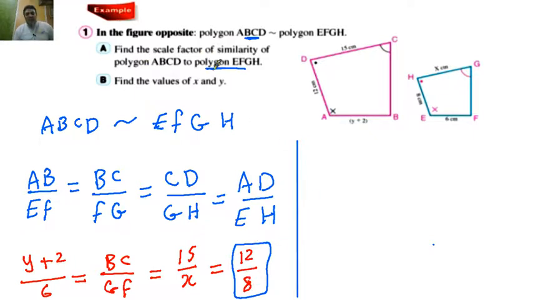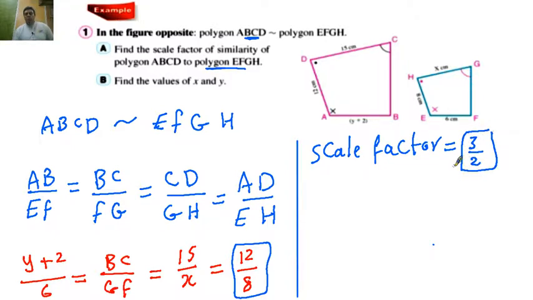Number 1, find the scale factor. Scale factor equals 12 over 8; we simplify by dividing by 4, which equals 3 over 2 or 3 to 2. That's the scale factor he wants. Then find the value of x and y. We take the known ratio with 15 over x to find x, and also the known ratio with y plus 2 over 6.